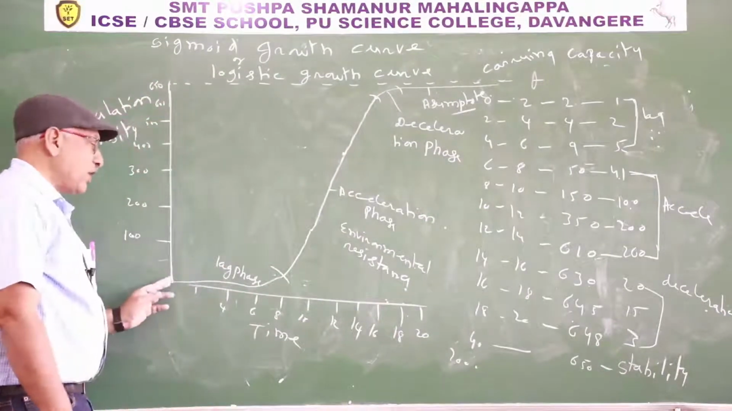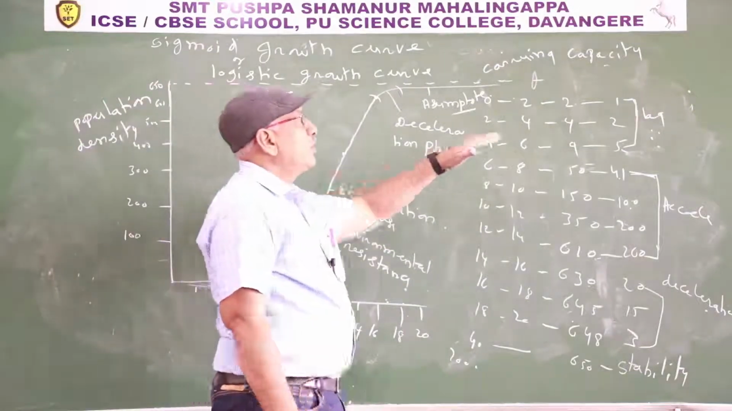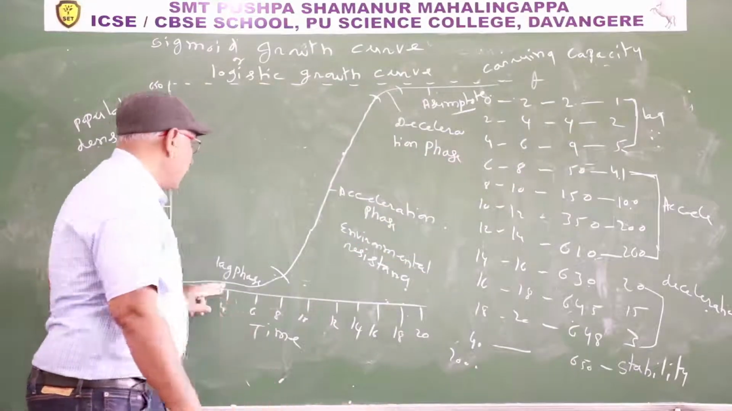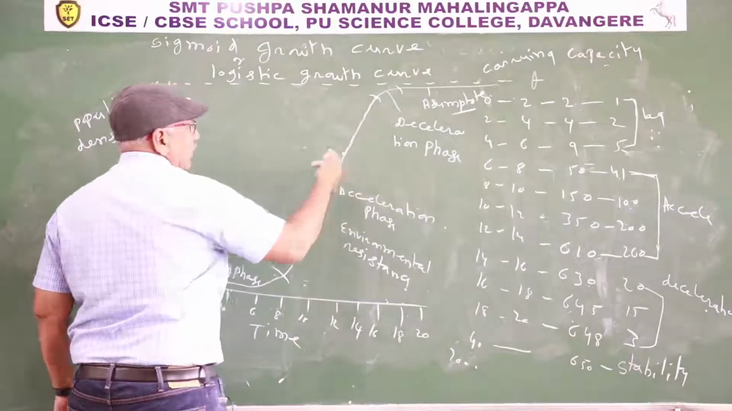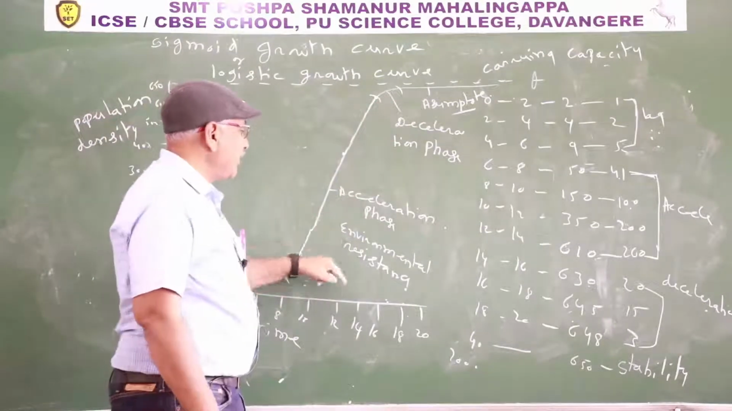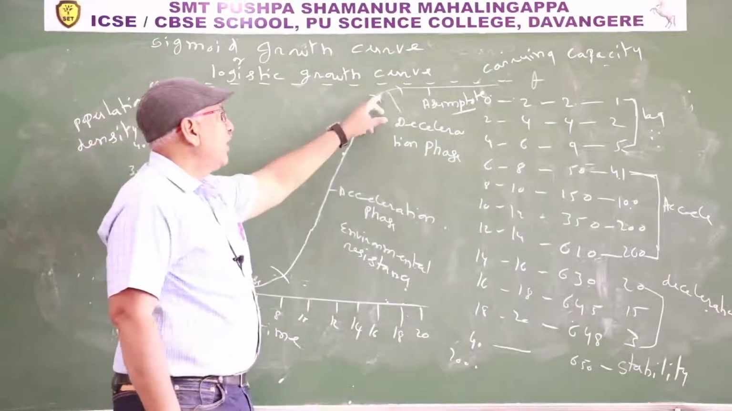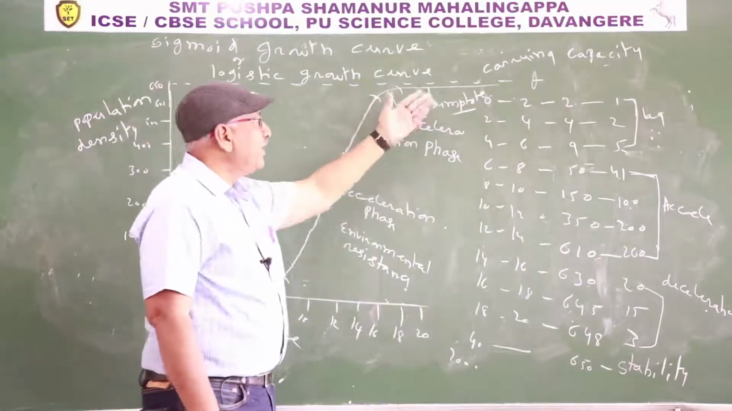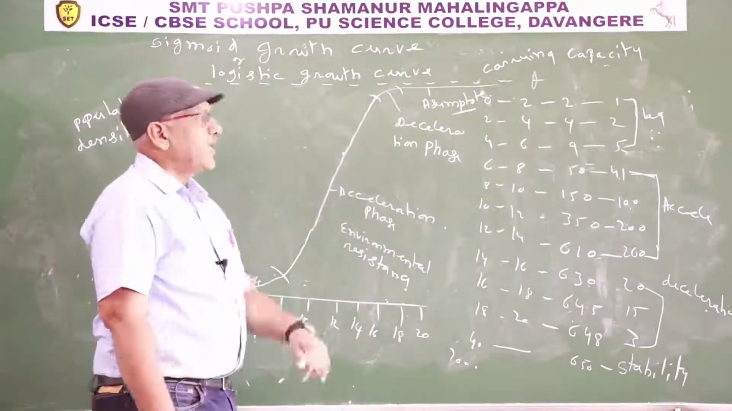So they kept one yeast cell. The yeast cell undergoes budding, and their number increases. Initially the growth rate is slow; that is the lag phase. Later the growth rate is rapid; that is the acceleration phase. The growth rate is rapid till they attain equilibrium with environmental resistance. Later the growth rate decreases; that is the deceleration phase. Finally, neither increasing nor decreasing; that is known as stability or asymptote.